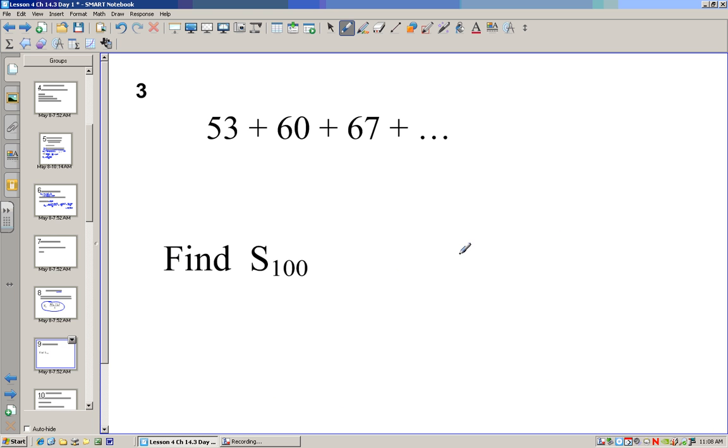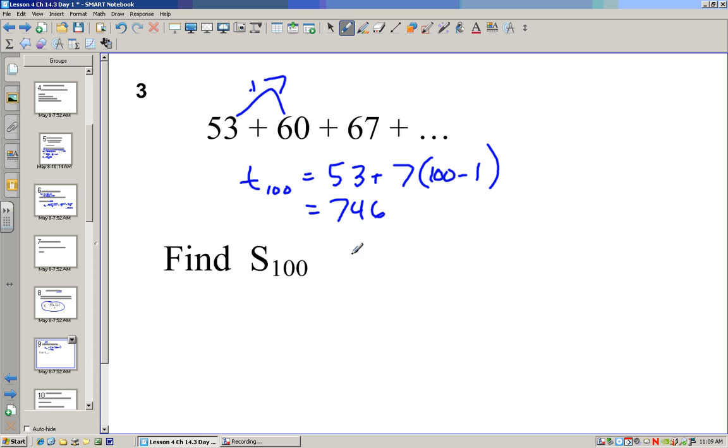All right, let's find S of 100 in this situation. First, we need to find T sub 100, which is going to be 53 plus, we're going up by 7 each time, times n minus 1. Oh, and our n here is 100. So 53 plus 7 times 99 is 746. So now to find S of 100, we're going to have 100 times my first term plus my last term, all divided by 2.